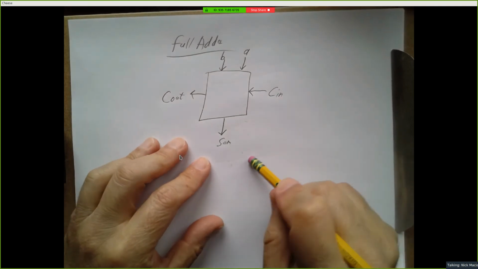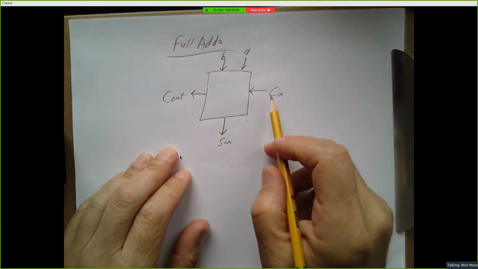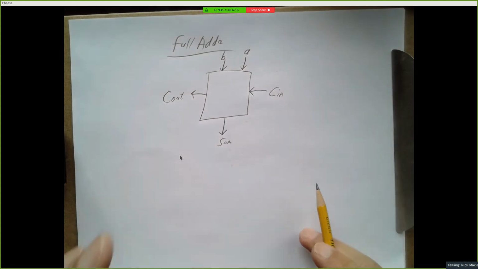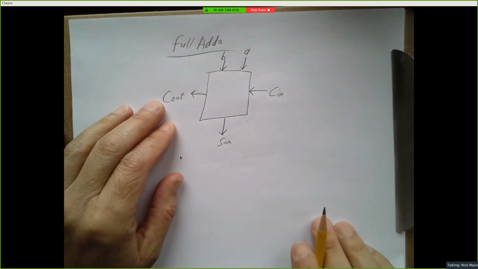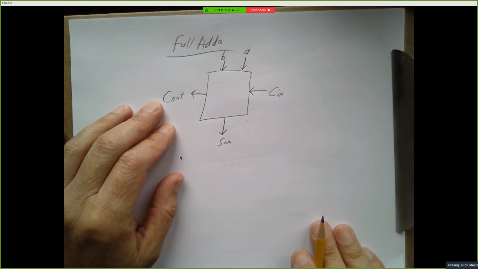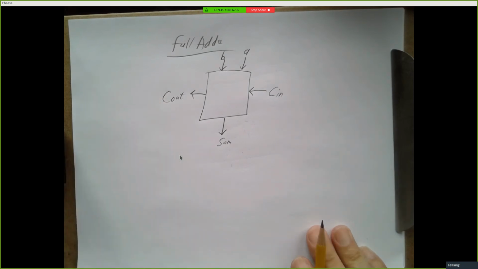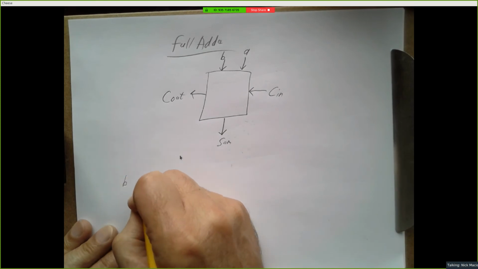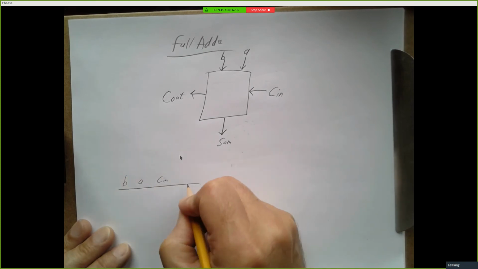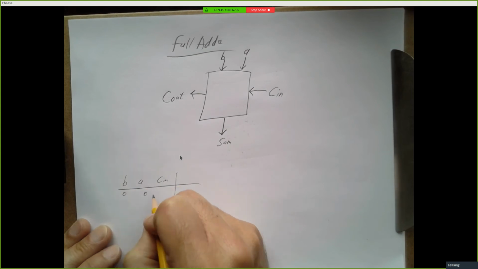Okay, what does this full adder do? It adds the carry in, A and B, and it produces a 2-bit number. The low bit is the sum, the high bit is the carry out. So if we were to draw this as a truth table, we'd get something like this.